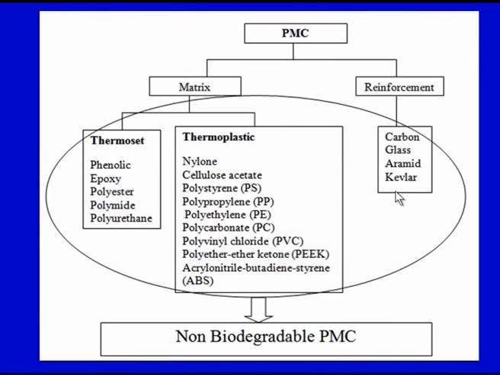Within thermosets and thermoplastics, on your screen you can see there are a number of further types. For example, for thermosets we have phenolics, epoxies, polyesters. On the contrary, in case of thermoplastics we have nylon, cellulose acetate, polypropylene, polylactic acid, polyether ether ketone. There are different types of polymers which fall under the category of thermoplastic. So, in matrix we have thermoset and thermoplastic.